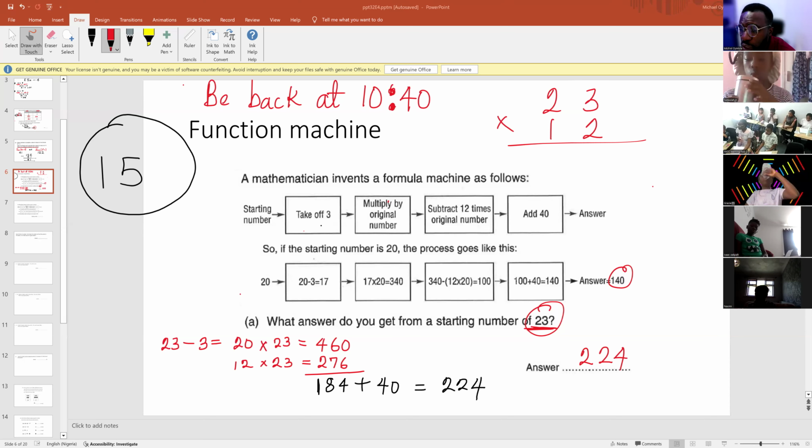Every other person will understand. The starting number is 23. So what's the first thing to do? Yes, what's the first thing to do, Zoe?